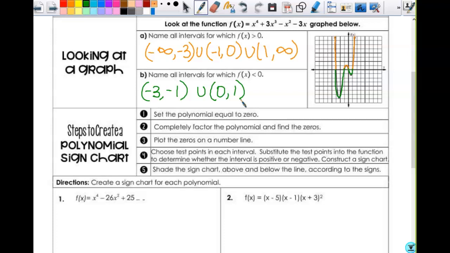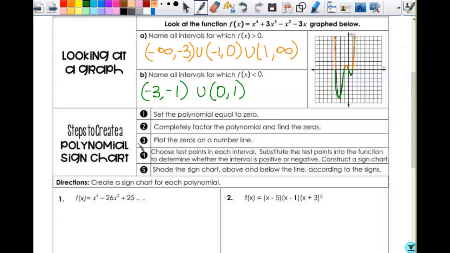Okay, so to create this sign chart, here are our steps, which I'll just tell you what they are, and then we'll actually go through them, and they'll make more sense. We have to set it equal to 0. We completely factor it and find the zeros, which we've been doing. That's no big deal. We plot the zeros on a number line. Should be able to plot numbers on a number line. And then we choose test points, and shade. So I'll explain that a little bit better when we get there.